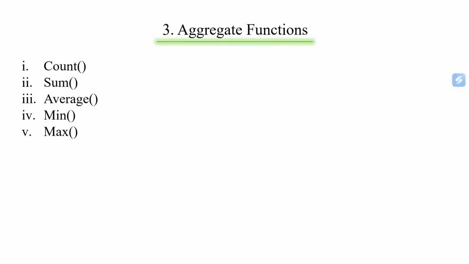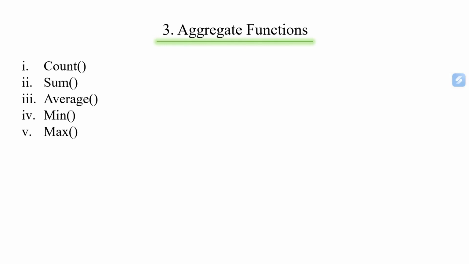Now let us look into some of the aggregate functions. There are a total of five aggregate functions. First one is count. The count function is used to count the number of columns in a table. Now the second is the sum function. The sum function is used to calculate the total sum in a particular column.